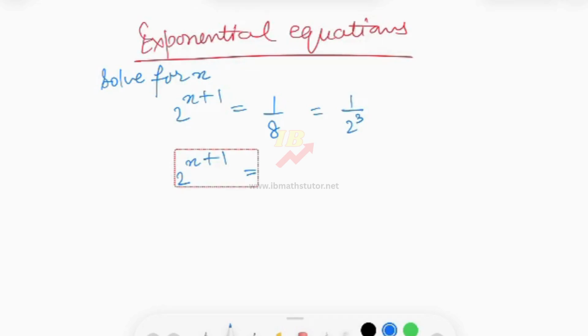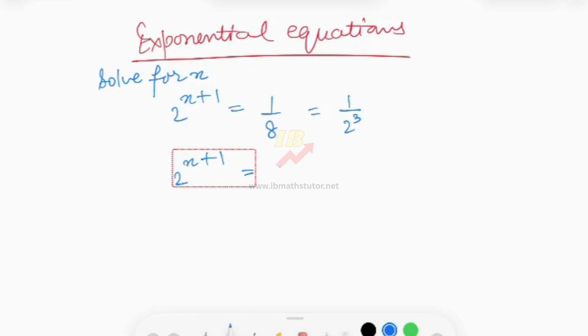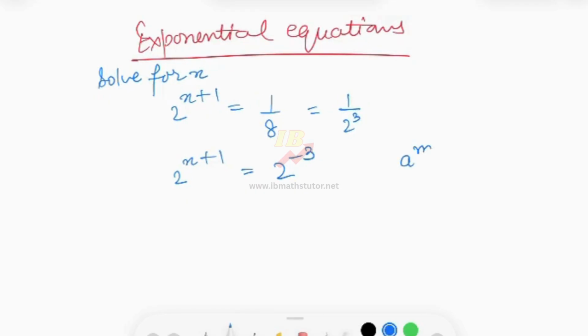Now this 8 is converted into a power, so it should be shifted to the numerator, and this gives you negative 3 as the power. This is the law that says when you have a negative power, we take the reciprocal. So this is the law that we have used, and this is the reciprocated form here, right? We can use it in both ways, left to right or right to left.